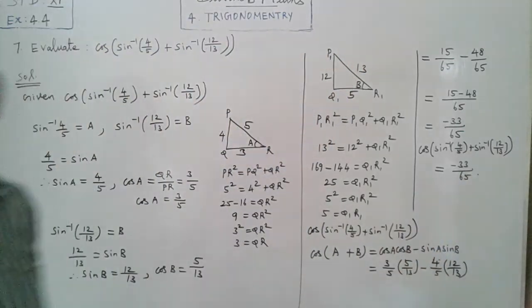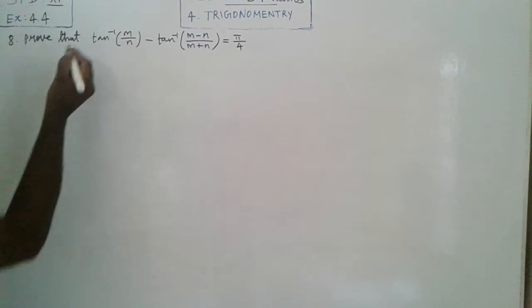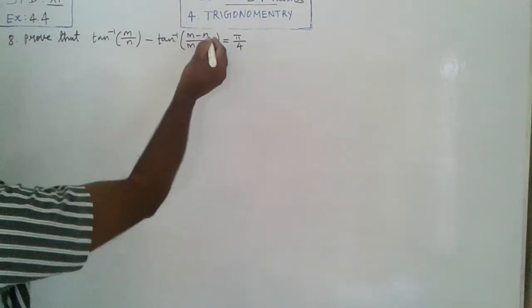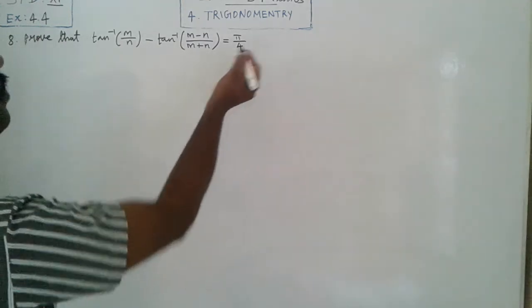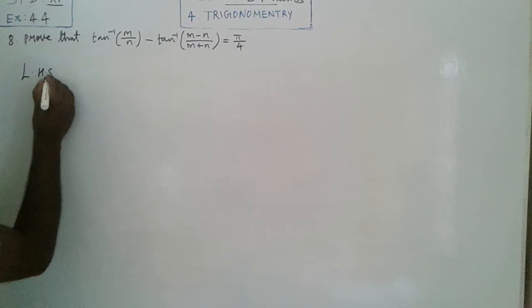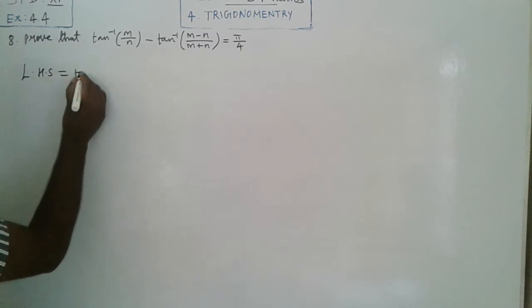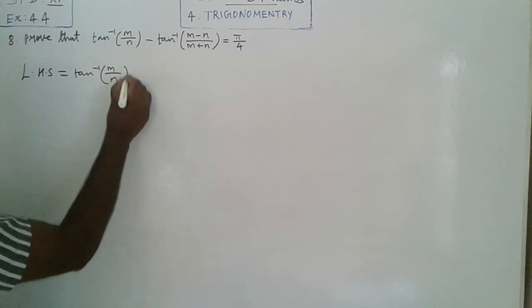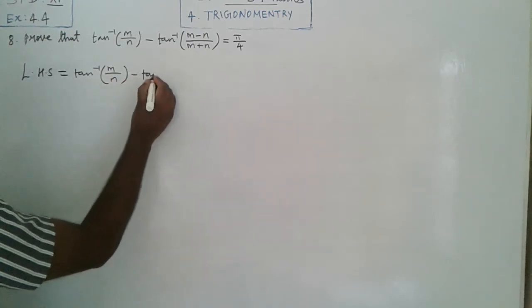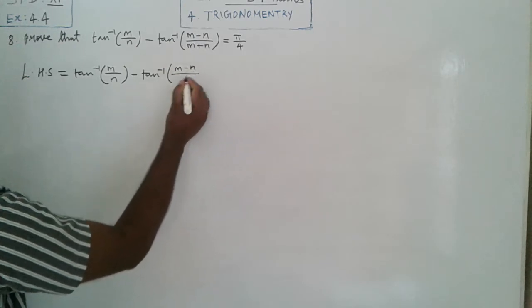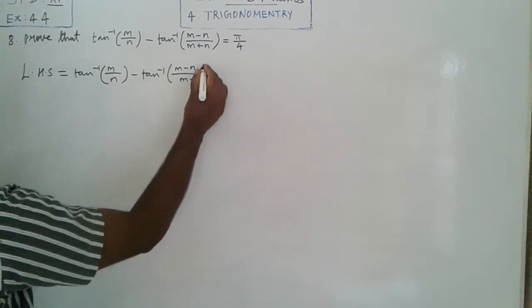That's all. Eighth sum: prove that tan inverse m by n minus tan inverse of (m minus n) divided by (m plus n) equal to pi by 4. LHS equal to tan inverse m by n minus tan inverse of (m minus n) divided by (m plus n).